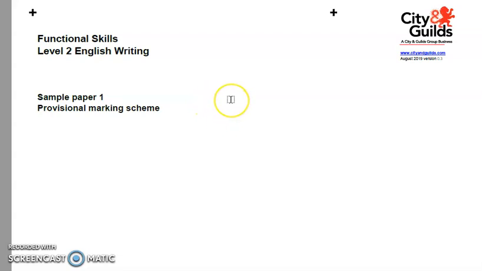Okay, so basically for today's video, I'm just going to talk you through the process of how the writing paper is marked, what the mark scheme looks like, and how that would be applied. I'm going to do that by working through an example answer that City and Guilds send out to us as tutors, as examples of this is a good pass, this is a borderline pass, this is a fail. The one I'm going to look at today is a borderline pass. So this is a student who basically scraped through on the skin of their teeth.